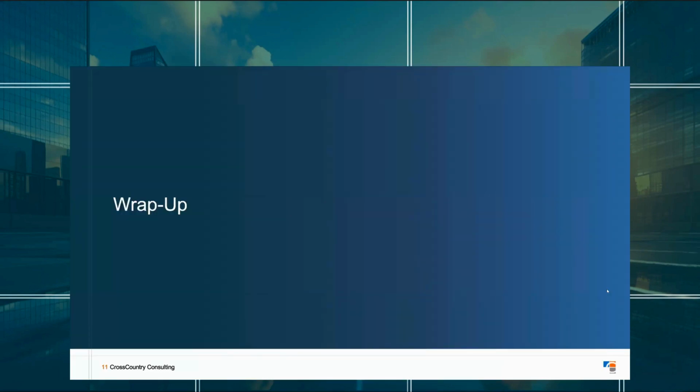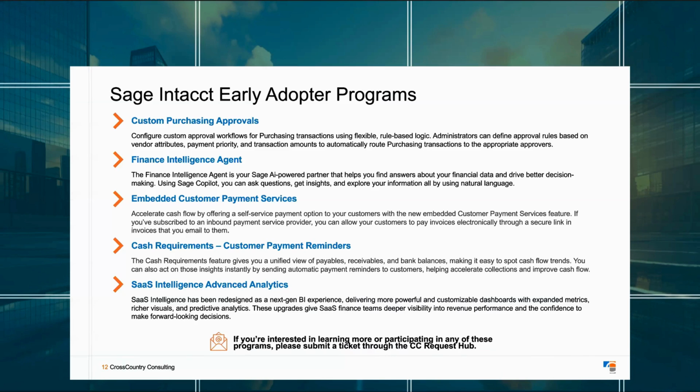All right. So one thing we wanted to highlight before we wrap is that beyond what was officially released in R2, Sage Intacct also has several early adopter programs available. These are features that have been released to a limited audience and are being refined based on client feedback. So if you're interested in participating, you get early access to functionality and a direct line into Sage Intacct's product team. If any of these catch your attention and you'd like to learn more or participate, please submit a ticket through the hub and we will make sure that we work with you on next steps.